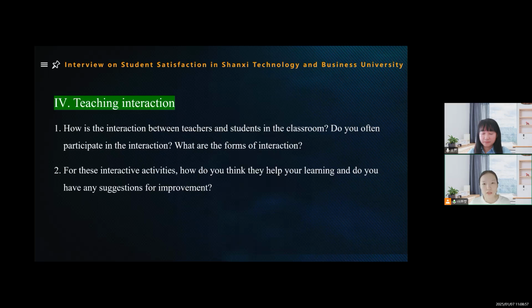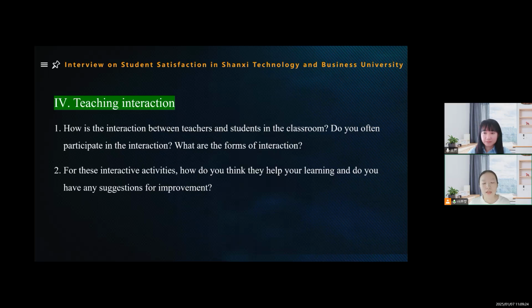Secondly, the interactive activities also developed my teamwork and communication skills. In group discussions and project practice, I need to work closely with my group members to accomplish tasks together. In the process, I learn to listen to others' opinions, express my own ideas, and how to coordinate among team members.